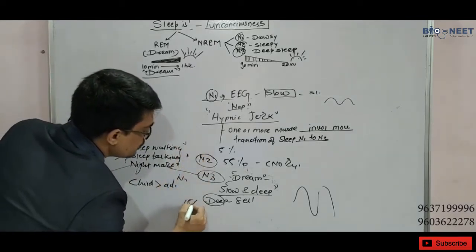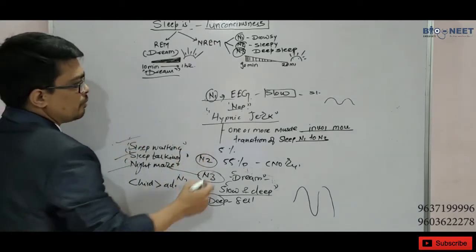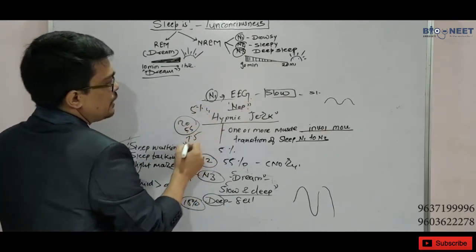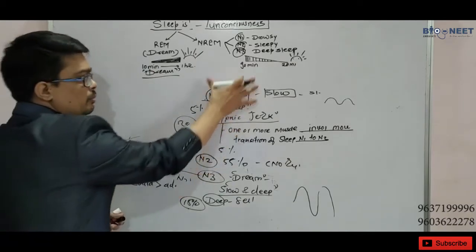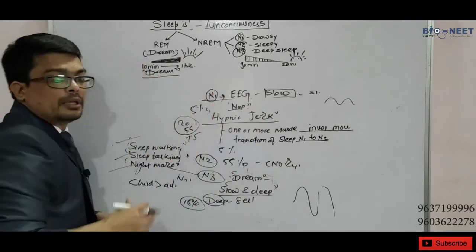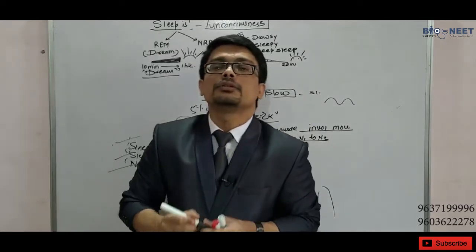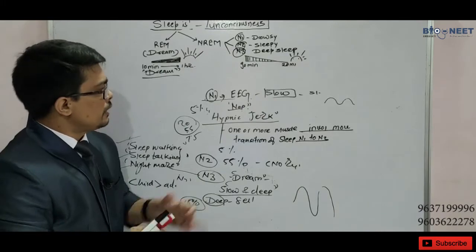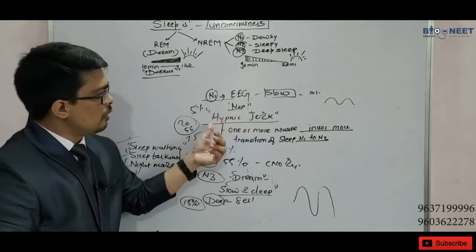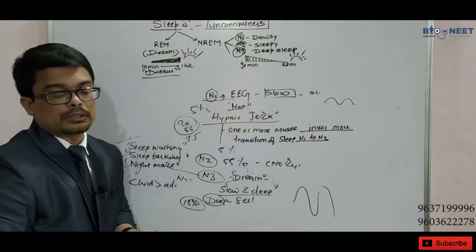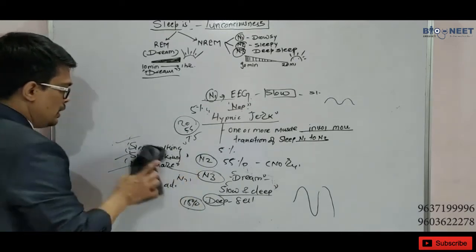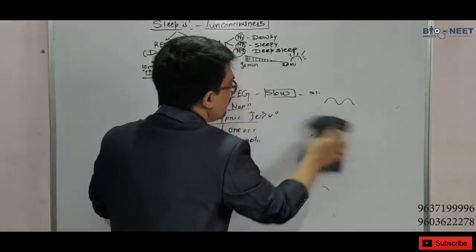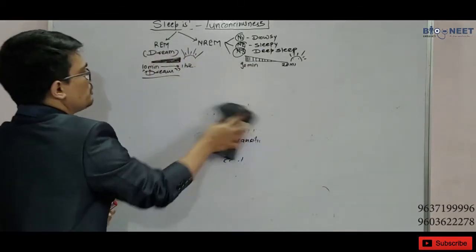N3 is as good as 15% of total sleep. Like this one is 5%, 20 and 55, it is 75, and the remaining is REM sleep. So NREM is more, REM is less. They might ask you nightmares, sleepwalking, sleep talking, usually in case of N3 sleep. In case of N1 sleep, I want you to remember hypnic jerk. Now, whenever we are talking about sleep, this is all about the waves and everything.